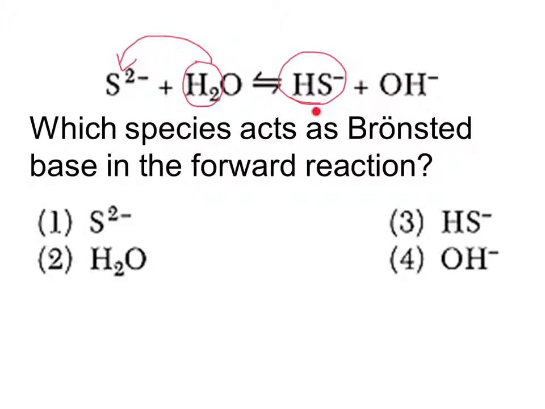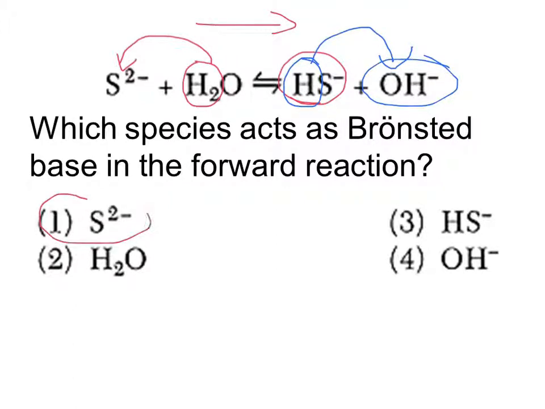On this side of the equation, if we did it the reverse, now I want this side, when I donate my proton, to start looking like this side. So how am I going to do that? Well, the only way to do that is to donate the proton that I just donated from this side back to the OH. And so my OH is my Bronsted-Lowry base on the reverse reaction. So the answer to this question, which species acts as the Bronsted base in the forward reaction? Remember, forward is going this way, so my S2 minus is going to be my answer.